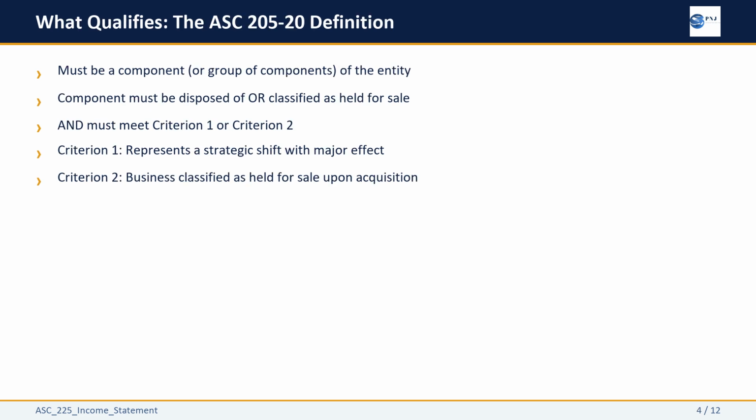2 conditions must both be true. First, the item must be a component, meaning operations and cash flows that can be clearly distinguished from the rest of the entity. Second, it must be disposed of or classified as held for sale. Meeting those 2 conditions alone is not enough. The component must also satisfy at least one of 2 additional criteria. It represents a strategic shift with a major effect, or it is a newly acquired business classified as held for sale from day one. Both gates must be cleared.